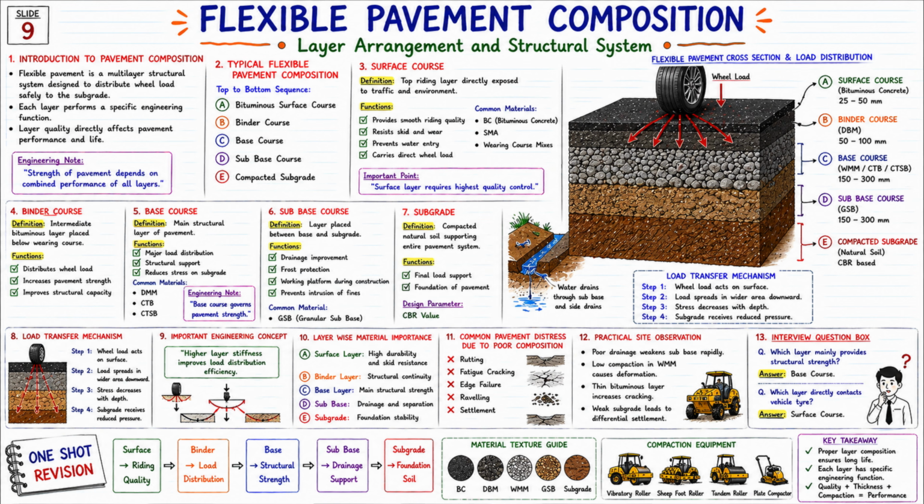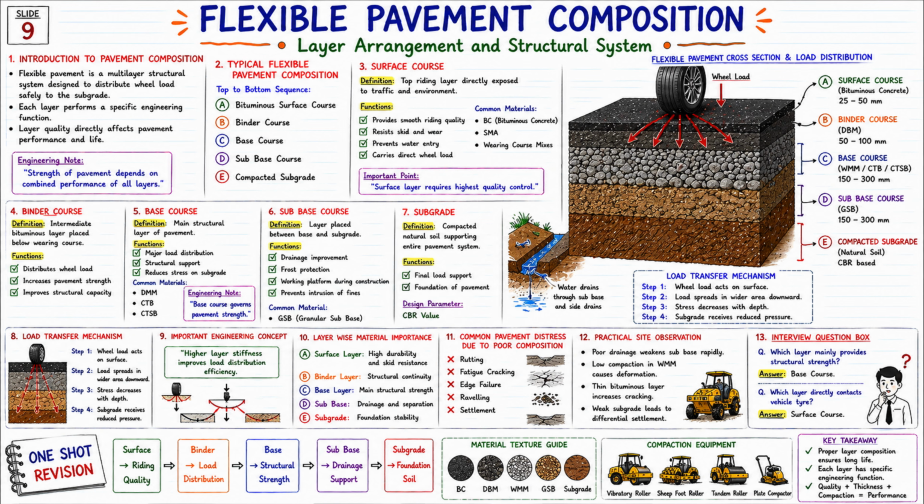1 common pavement distress due to poor composition. Rutting. Fatigue cracking. Edge failure. Raveling. Settlement. And these failures occur due to poor layer composition. Now let us look at the 12th topic.